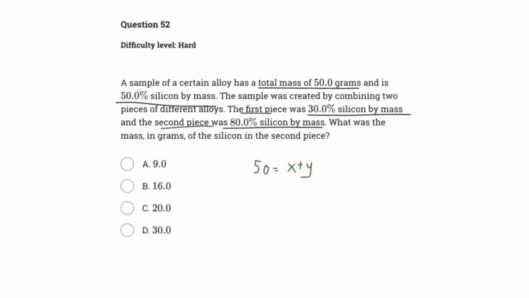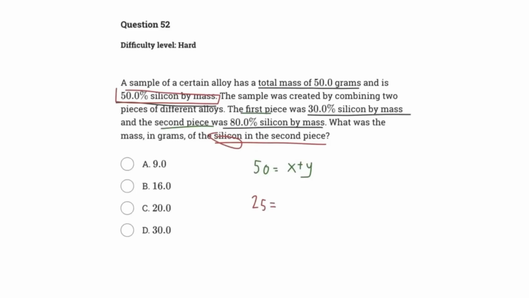But what we want to solve in the problem is the mass in grams of the silicon, only the silicon in the second piece. So how exactly do we do it? Well, we have to read in between the lines. It says that 50% of that 50 grams is silicon. So 50 divided by 2 is 25 grams. So we only have 25 grams of silicon in that sample. Therefore, we can set 25 equal to, well, what are our other given variables?